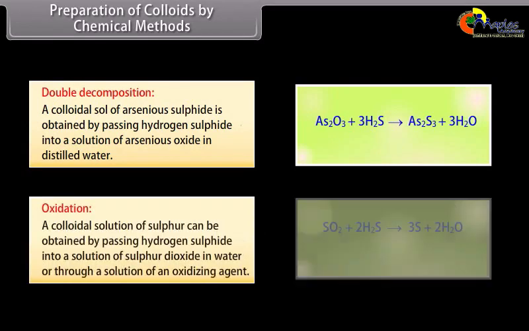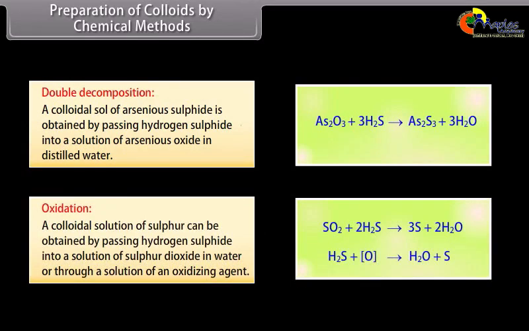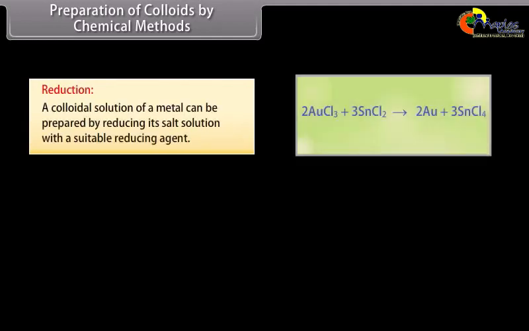Oxidation: a colloidal solution of sulfur can be obtained by passing hydrogen sulfide into a solution of sulfur dioxide in water or through a solution of an oxidizing agent. Reduction: a colloidal solution of a metal can be prepared by reducing its salt solution with a suitable reducing agent.